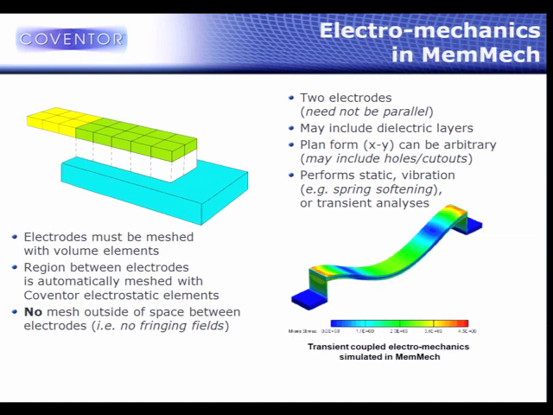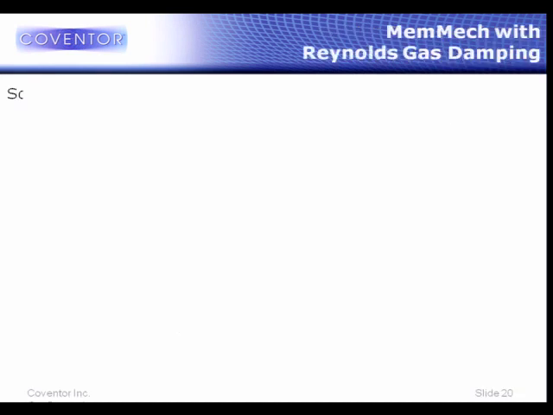Here's an example of transient analysis of pulling in a beam. Note, in comparison to CoSolve EM, which does quasi-static analysis, this is full transient, but again, the fringing fields are neglected here.